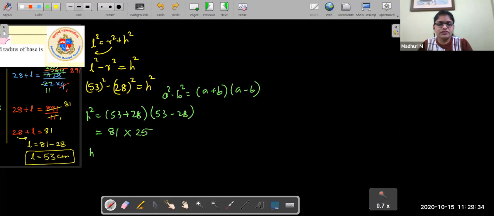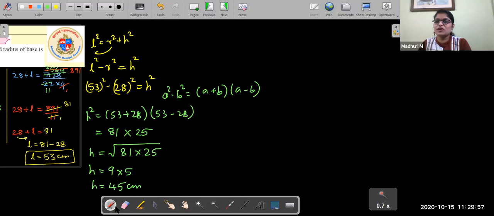That means we can take a square root on the other side. So square root of 81 times 25. Just check, we are saving so much time here. We are not doing anything manually. Square root of 81 is 9 and square root of 25 is 5, right? That would give us height to be 5 nines of 45. So we got the height to be 45 centimeters. We have not done any multiplication. Just check, square of 53 and square of 28, double digit multiplication. So we have saved time here.